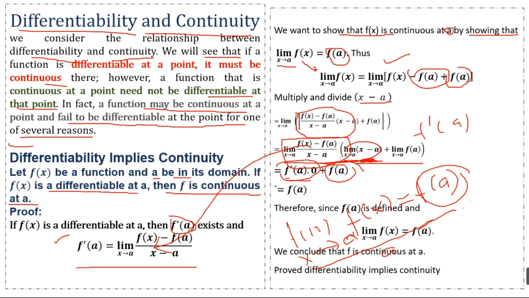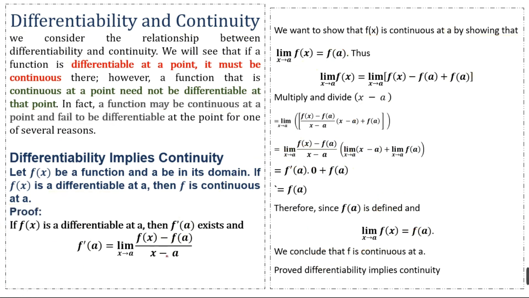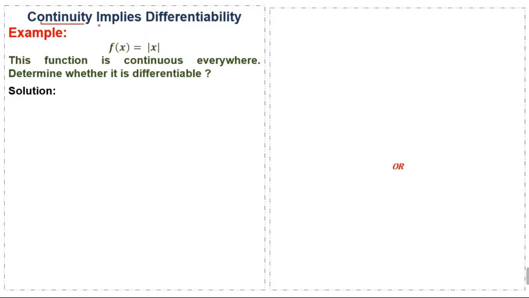Okay, so therefore, since f of a is defined and the limit of the function as x approaches a is equal to the value of the function at a, we conclude that f is continuous at a. We have proved that differentiability implies continuity.